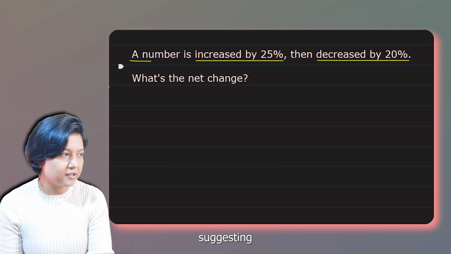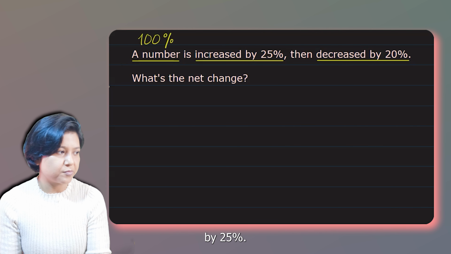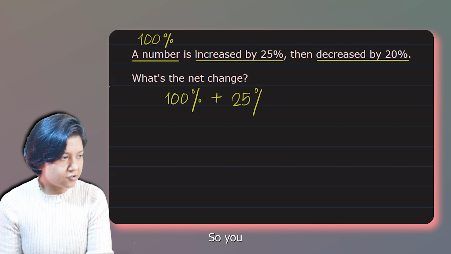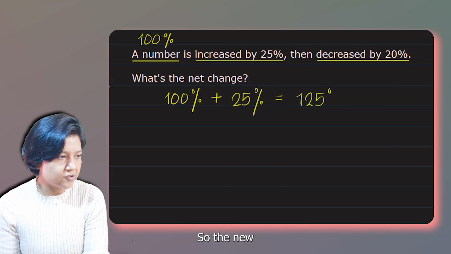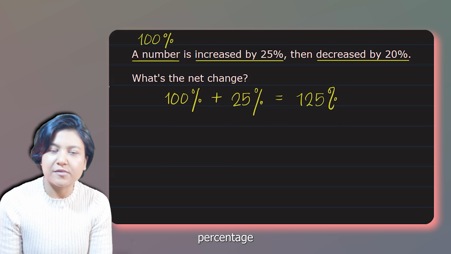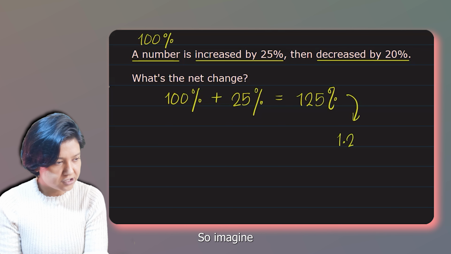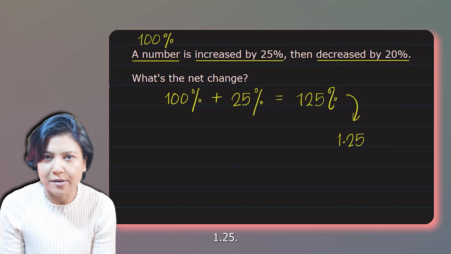So what I'm suggesting, I'm saying that this number has to be 100%, okay? Is increased by 25%. So our original number is 100%. We are increasing by 25%. So you know when we increase by 25%, it has to be 125%. So the new value has to be 125%. My advice here is always convert percentage to decimal. If you do so, then you know the answer is 1.25. So imagine if the original number is 1, then the same number after increasing by 25% will become 1.25.